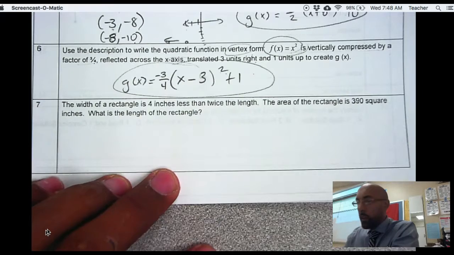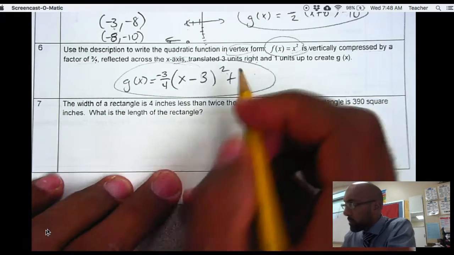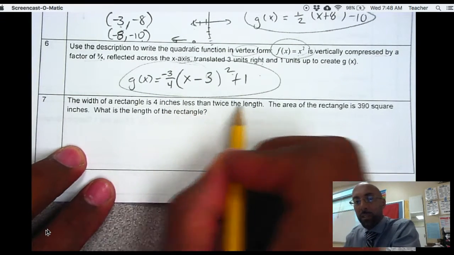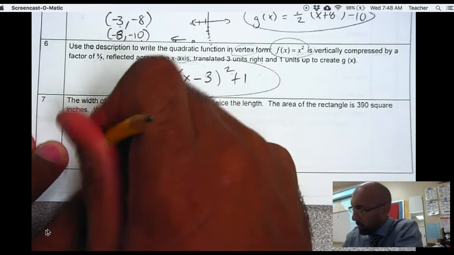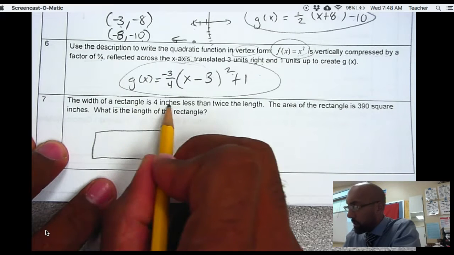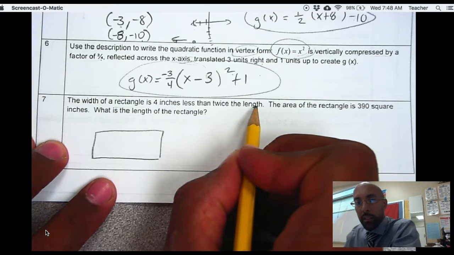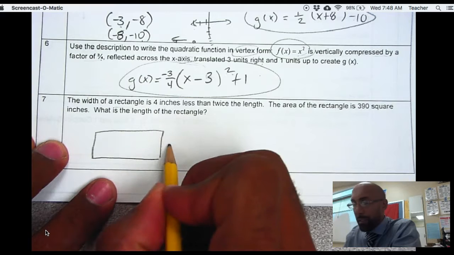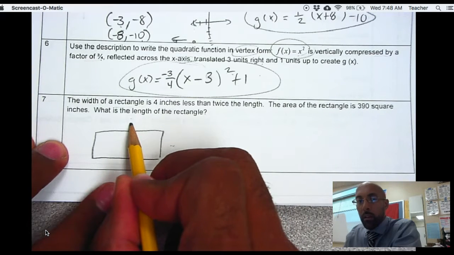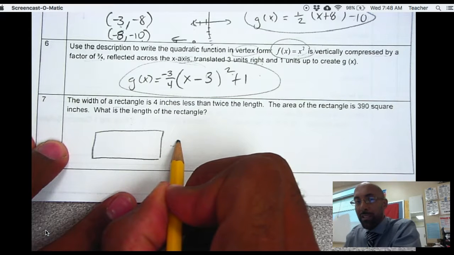Okay, now the next question is the width of a rectangle. Right away I hear the width of the rectangle is 4 inches less than twice the length. So let's draw this out. If I have a rectangle, it says that the width of the rectangle is 4 inches less than twice the length. Okay, so it's comparing the width to the length. So the width is 4 inches less than twice the length.